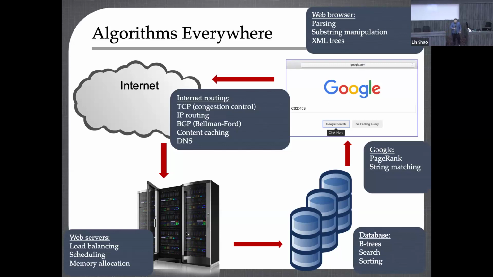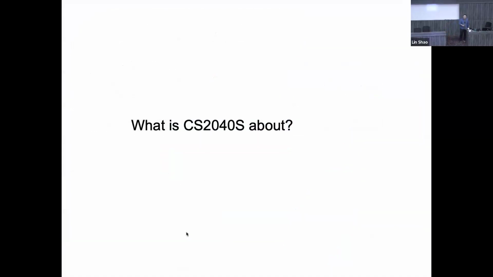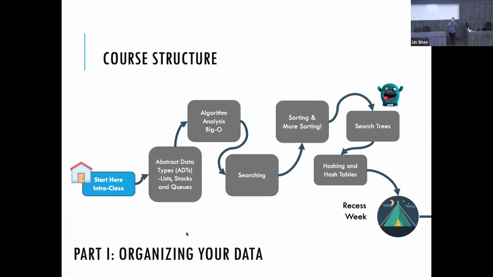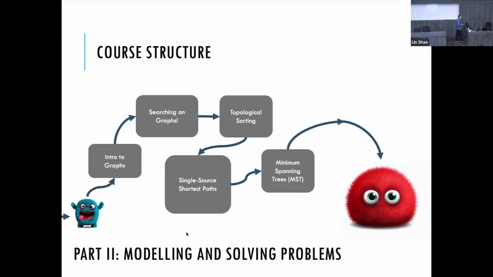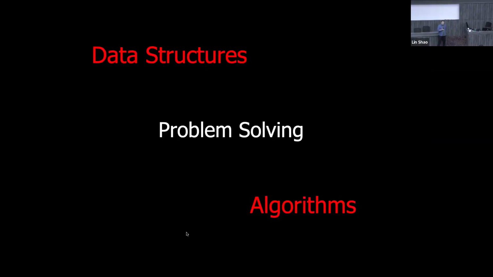Now, what is the structure of this course? Let's have a brief summary of what we have gone through this semester. We always start with some series at the very beginning. Then we move on to searching, sorting, search trees and hash tables, etc. Then we move on to an introduction to graphs, searching on graphs, and also topological sorting, single source shortest path and minimum spanning trees. These are the procedures.